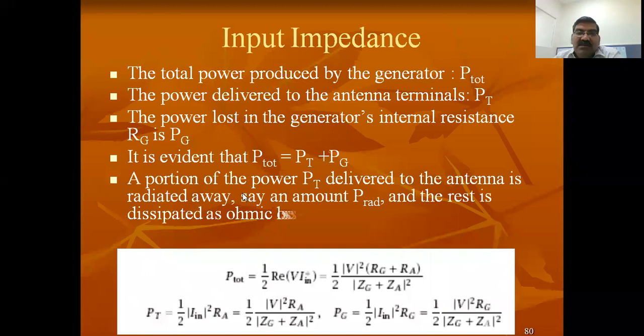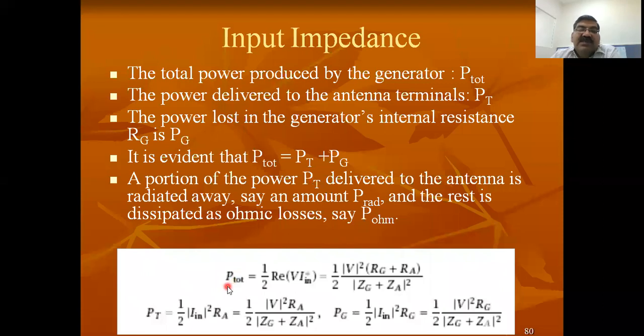The portion of power PT delivered to the antenna is radiated away. But from PT, not all the power is radiated. Some power is radiated, which we call P rad, and the rest is dissipated as ohmic loss, that is P ohm. So again, PT is divided into radiated power and ohmic loss. Let me repeat: P total bifurcates into two parts. One part is the power delivered to the antenna, PT, and the other is the loss in the generator, PG. Then PT is again bifurcated into the radiated power and the ohmic loss.